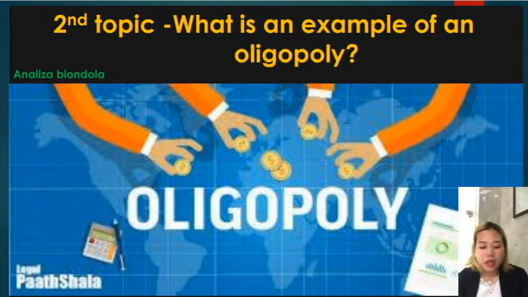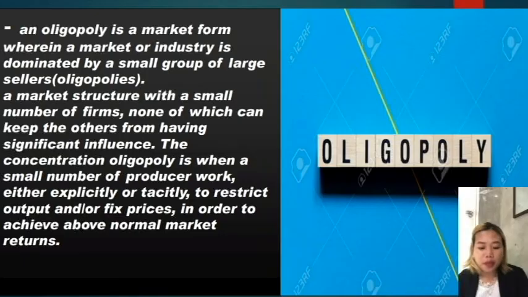Before I give some examples of oligopoly, can I ask what is oligopoly? Okay. Oligopoly is a market form wherein a market or industry is dominated by a small group of large sellers, or oligopolists. An oligopoly has a small number of firms, none of which can keep the others from having significant influence. So we're going to go back to my examples.